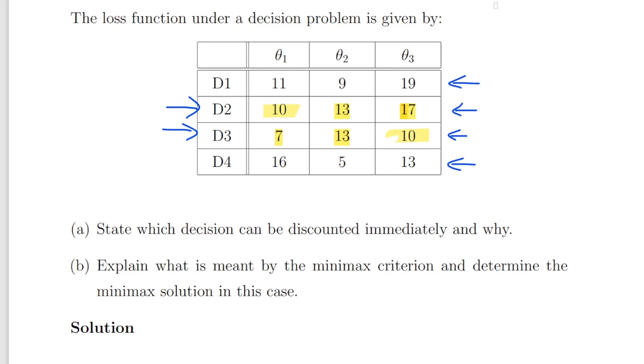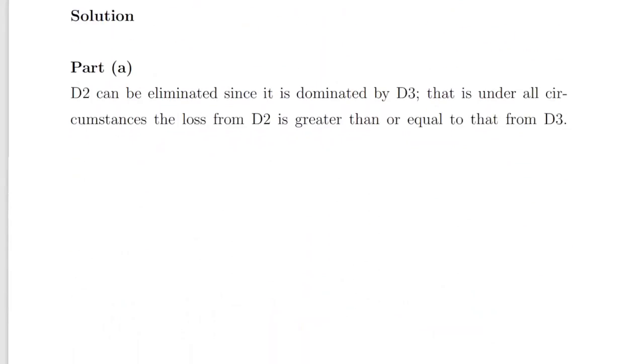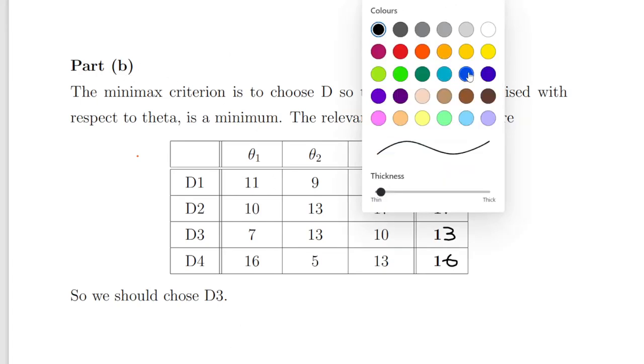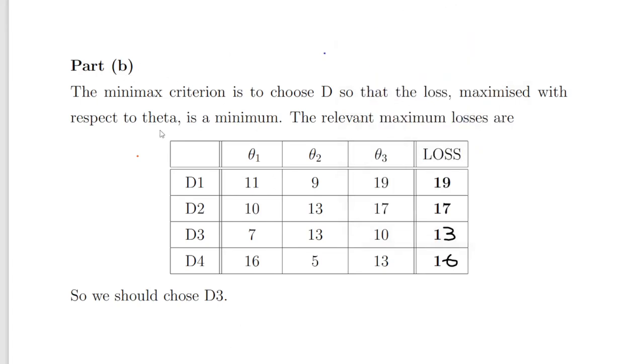Okay, now the second thing is, explain what is meant by the minimax criterion and determine the minimax solution in this case. So this is part B. Anyway, the minimax criterion is to choose D such that the loss associated with D maximized with respect to theta is a minimum. Okay, so essentially what we have to do is go through each of the rows.